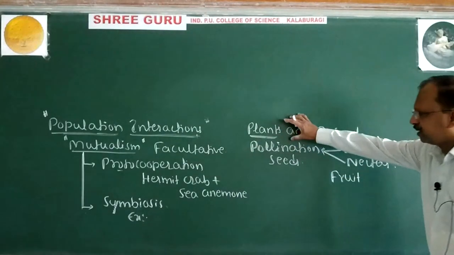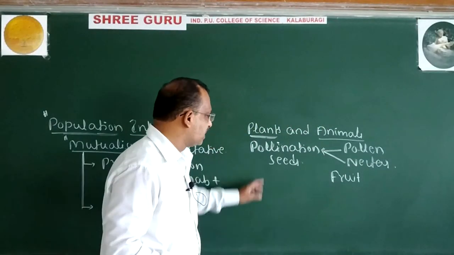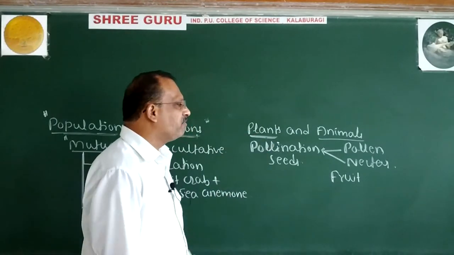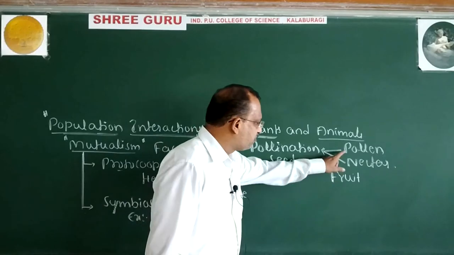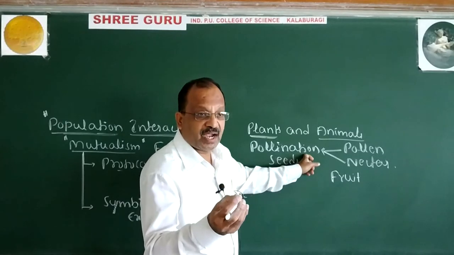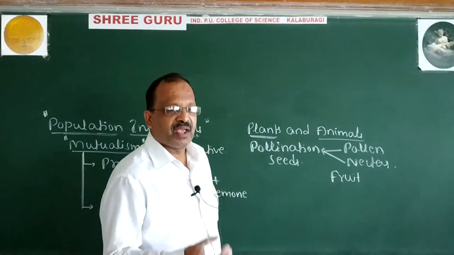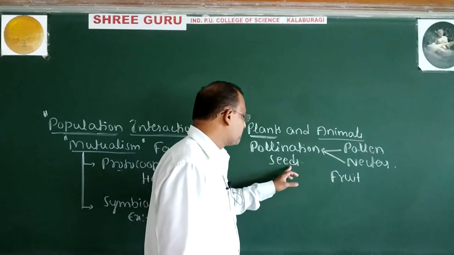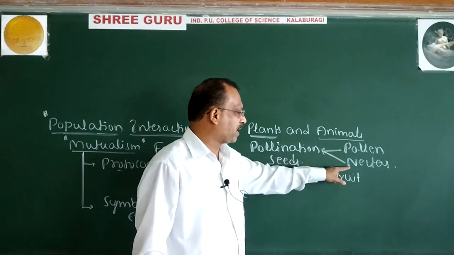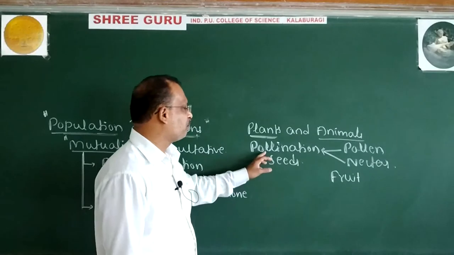Look over here. Third example is plants and animal association. Plants will need the help of animals for pollination and for dispersal of seeds. In turn, plants will provide rewards or fees in the form of pollen and nectar for pollination, juicy and nutritious fruit for the dispersal of seeds. You know pollen already, in sexual reproduction in flowering plants. You have come across nectar, a sugary fluid. It will attract the insects for the purpose of pollination.